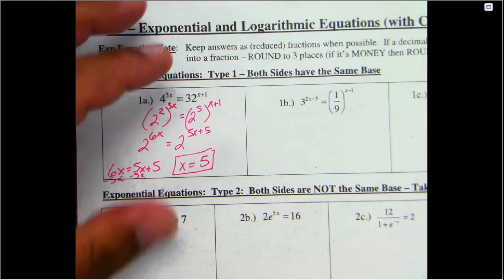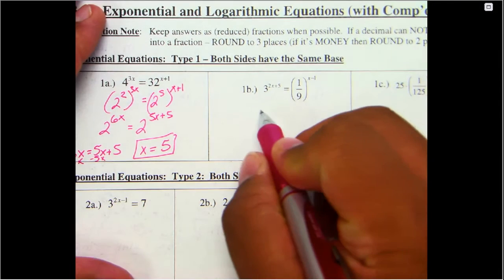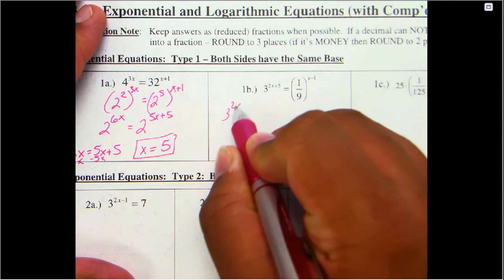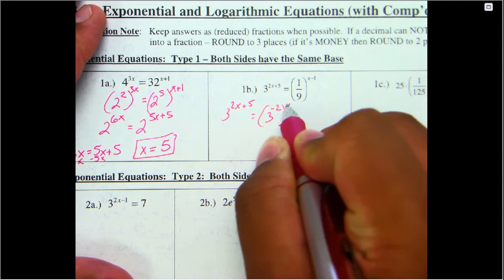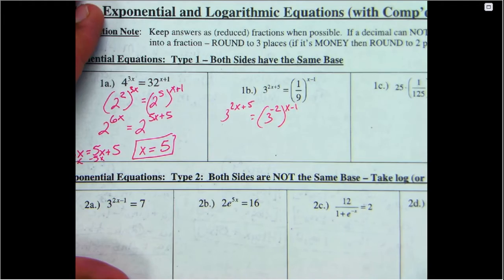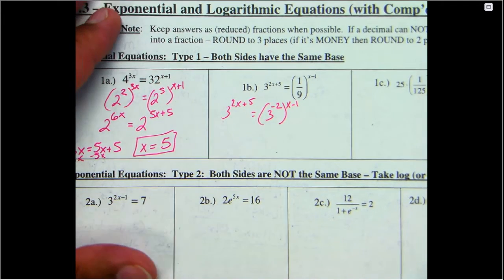Okay. So the next one, we'll do the same thing when we have like bases. 3 to the 2x plus 5 equals 1 over 9 to the x minus 1. So we already have the 3 as a base that we can't simplify any further. But 1/9, what can that be written as? 3 to the negative 2, to the x minus 1. And so now we can multiply those together, that negative 2 and that x minus 1.